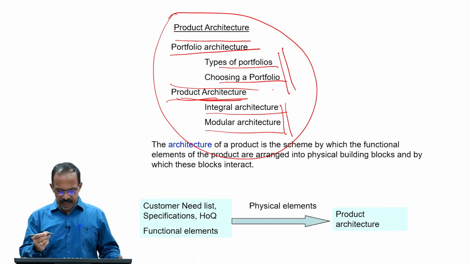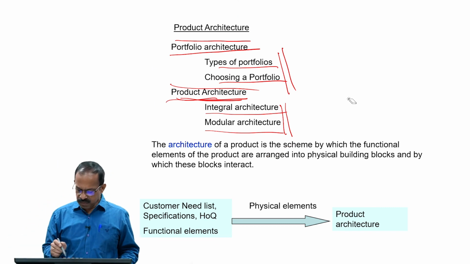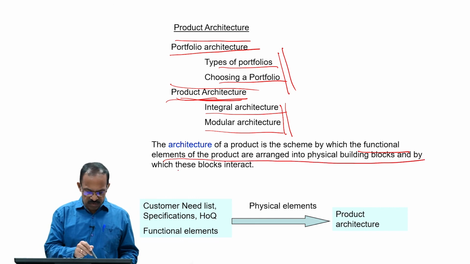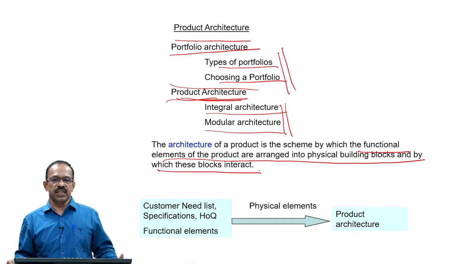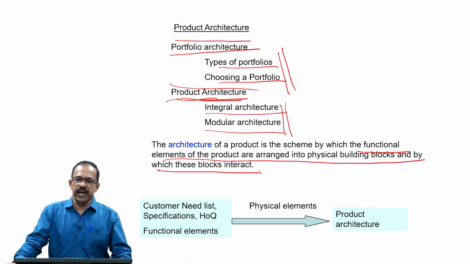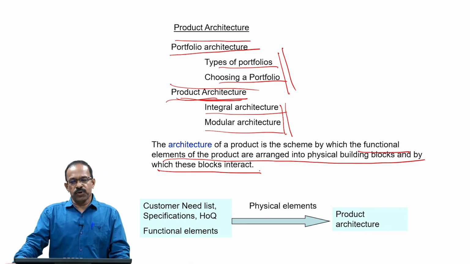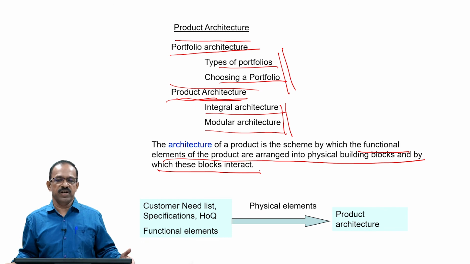Okay, so, the architecture of a product is the scheme by which the functional elements of the product are arranged into physical building blocks and by which these blocks interact. So, that is the way the architecture is defined. It is the scheme by which the functional elements of the product are arranged into physical building blocks and by which these blocks interact.